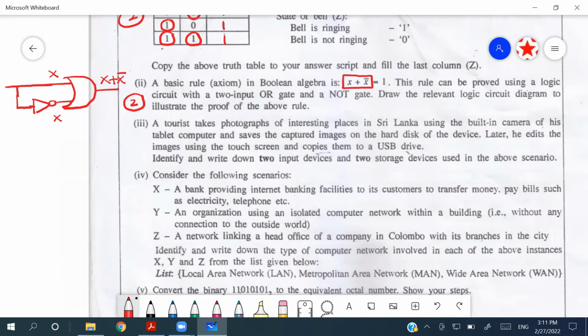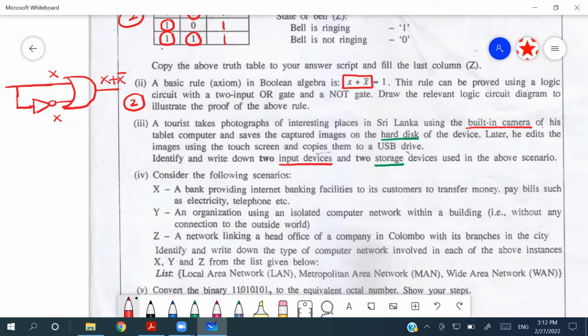So what are the input devices? The tourist takes photographs of interesting places in Sri Lanka using the built-in camera. So the built-in camera is going to be an input device of his tablet computer, and it saves the captured image on the hard disk. So they are asking for the storage device. So storage, the hard disk, right?